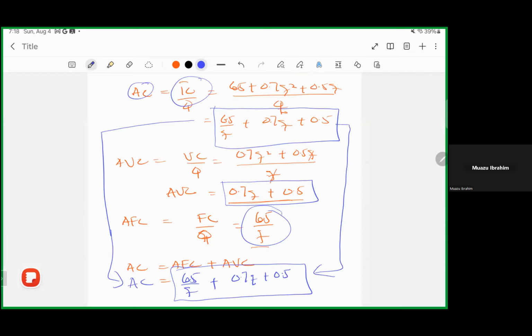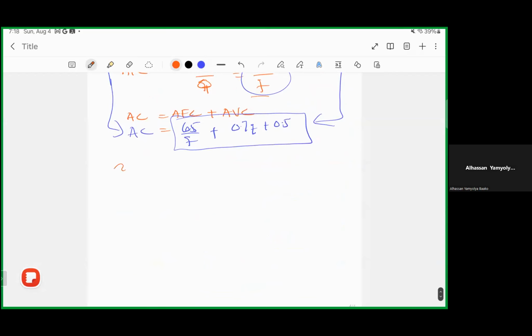Okay, so what about the marginal cost? Remember we said the marginal cost is the same thing as change in total cost all over change in output.